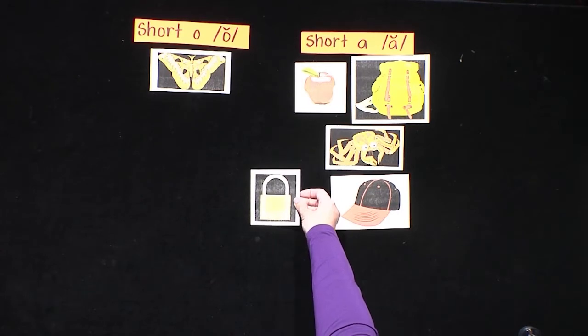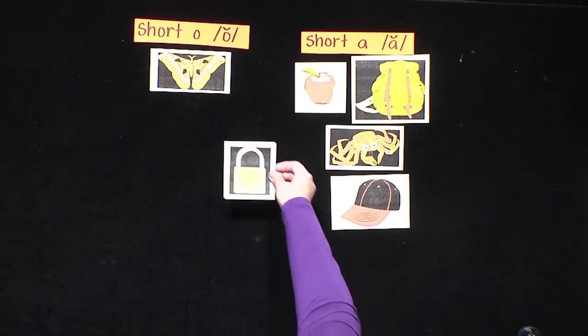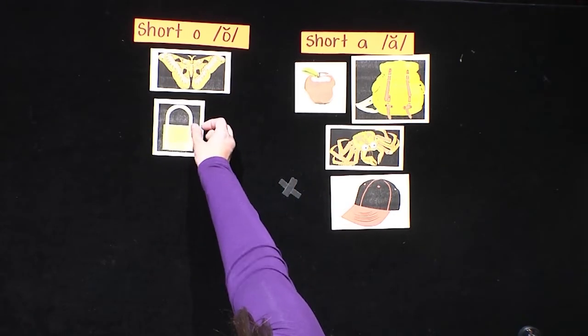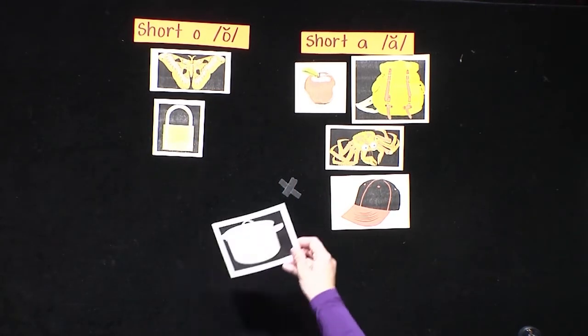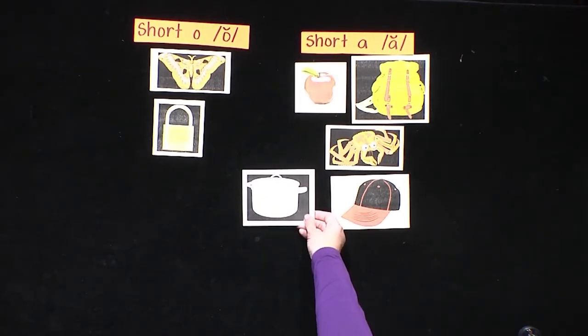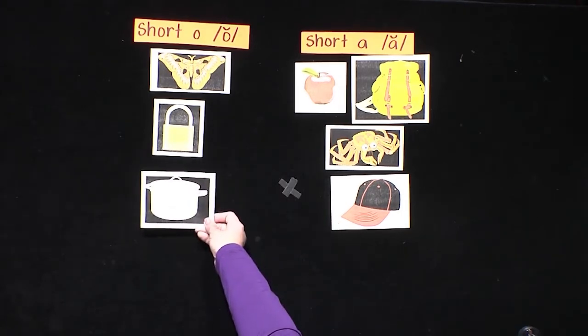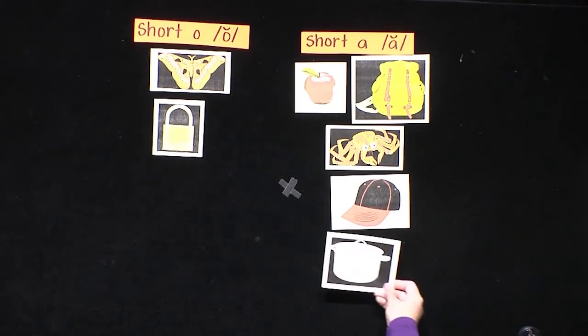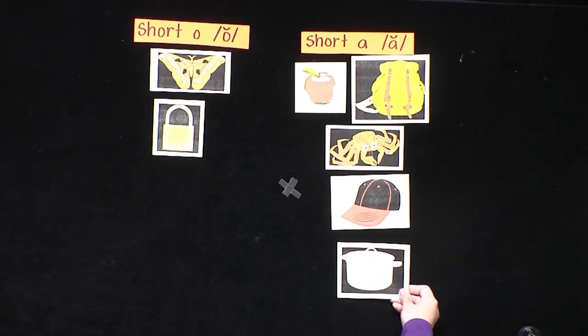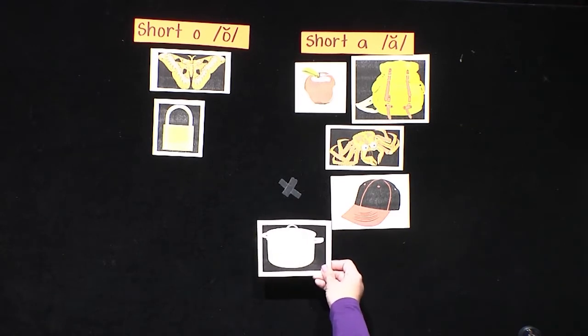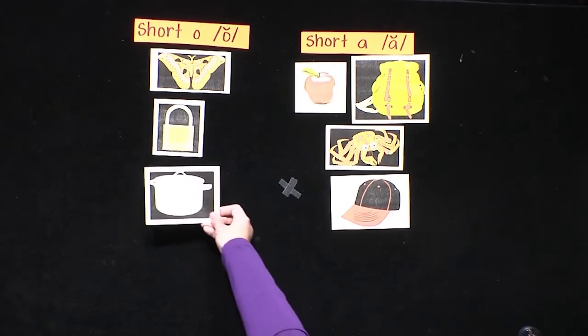Say lock. Which vowel sound did you hear in the word lock? Did you hear the short O sound? Great job. Say pot. Which vowel sound do you hear in pot? The short O, or the short A? I hear the short O in the word pot.